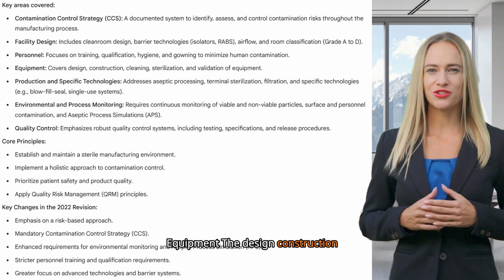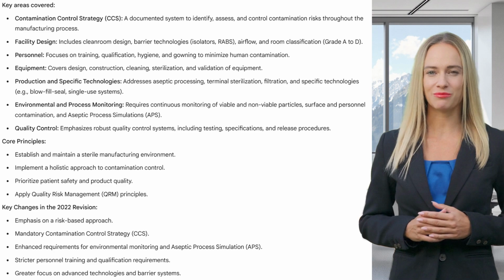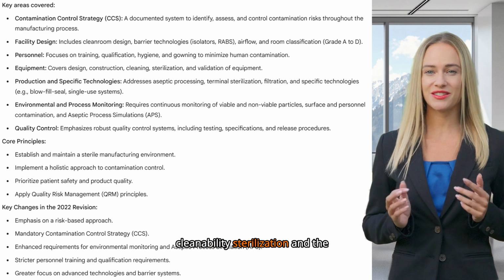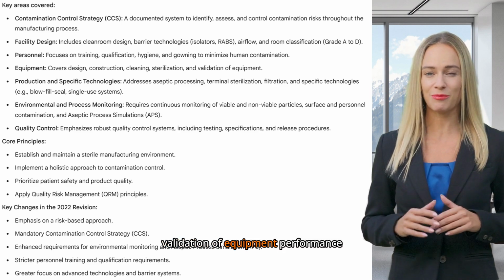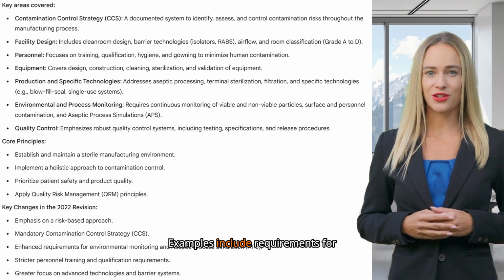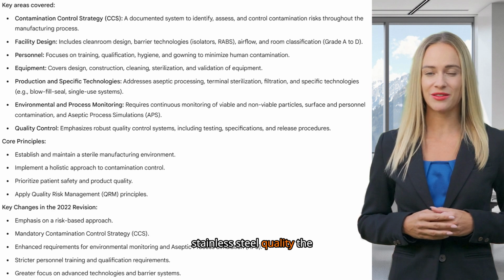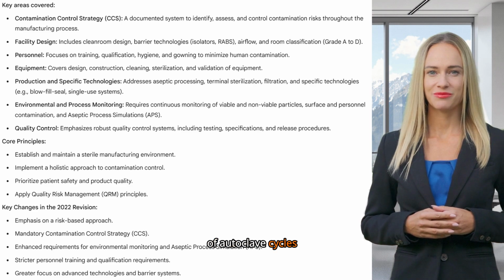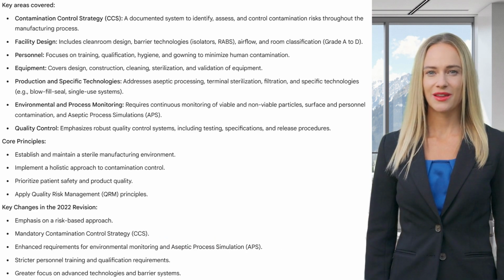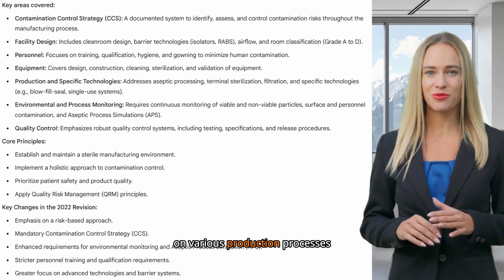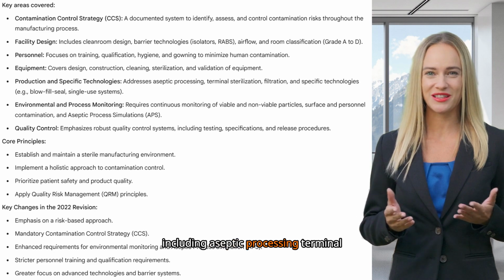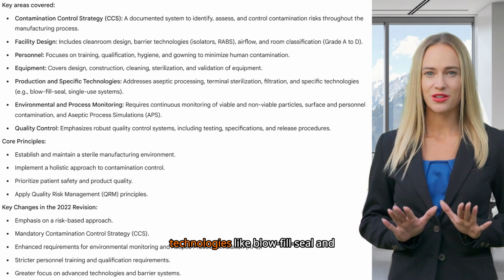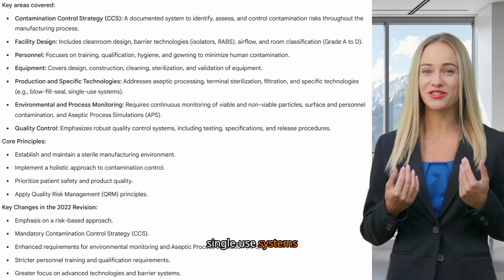Equipment. The design, construction, and maintenance of equipment are critical. Annex 1 outlines requirements for materials of construction, cleanability, sterilization, and the validation of equipment performance. Examples include requirements for stainless steel quality, the use of CIP, clean-in-place systems, and the validation of autoclave cycles. Production and specific technologies. Annex 1 provides guidance on various production processes, including aseptic processing, terminal sterilization, and filtration. It also addresses specific technologies like blow, fill, seal, and single-use systems.